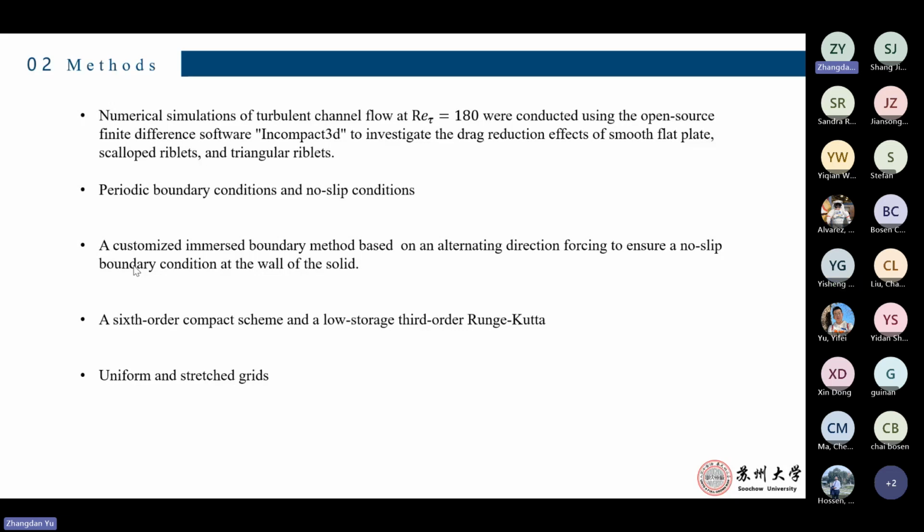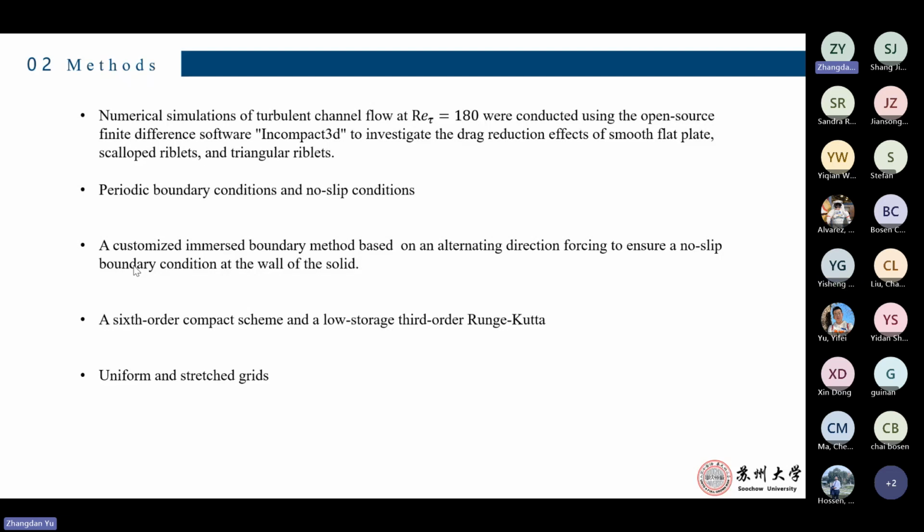riblets. Periodic boundary conditions were applied to achieve periodicity in the streamwise and spanwise directions, while no-slip conditions were applied on the upper and lower wall surfaces in the wall normal direction.